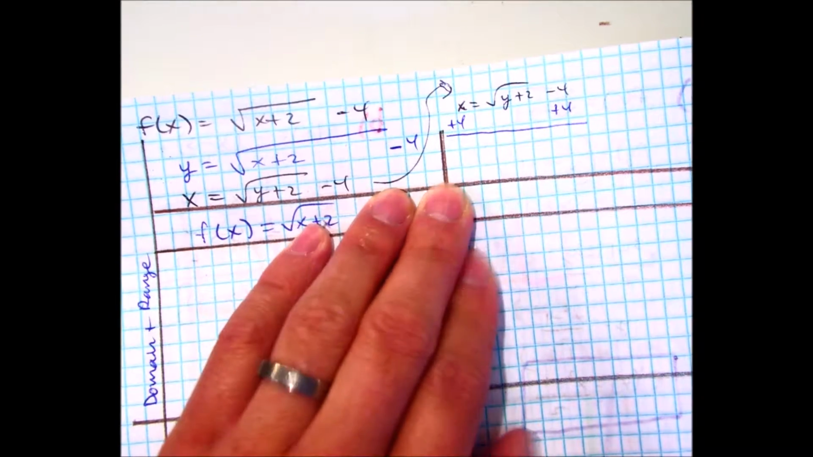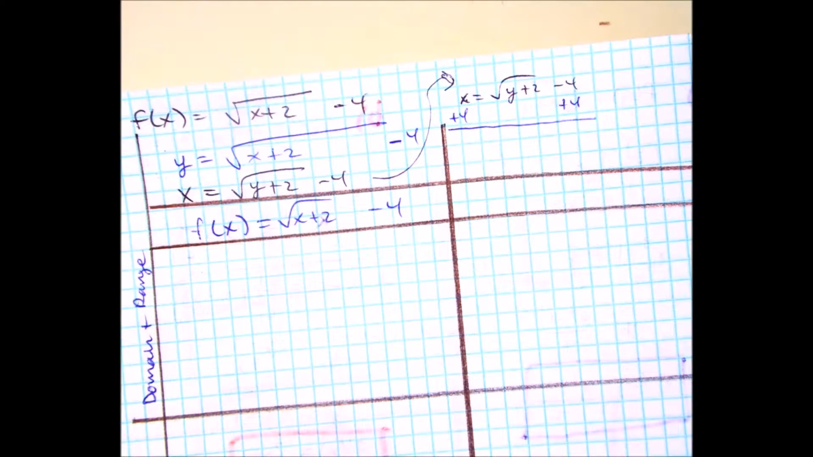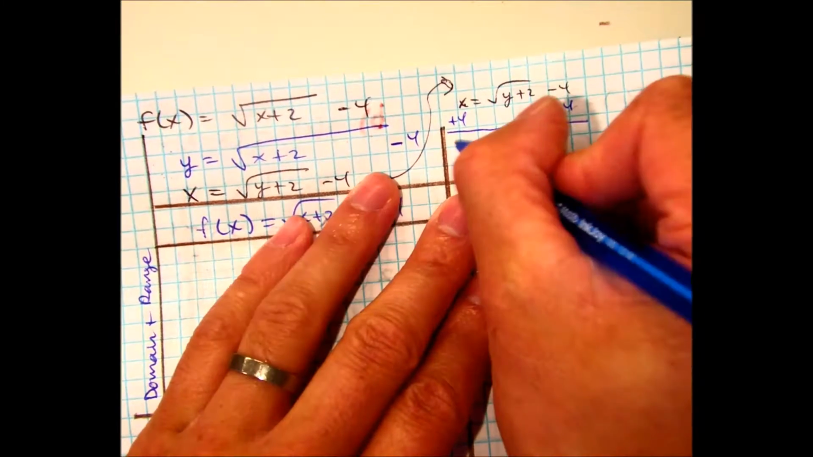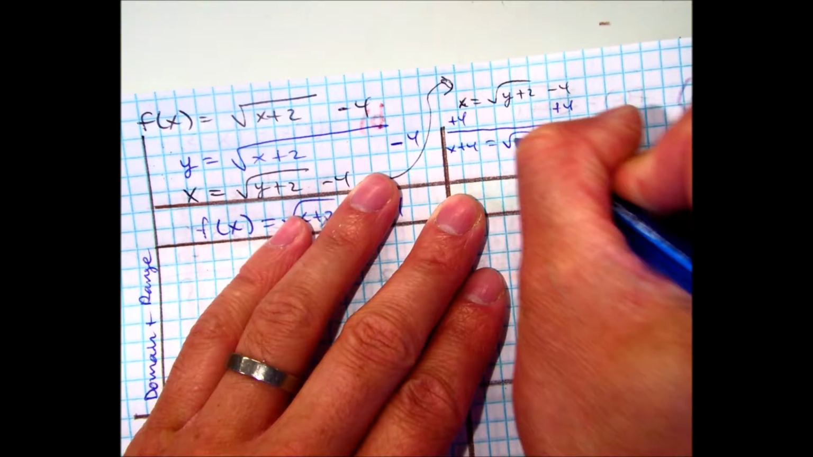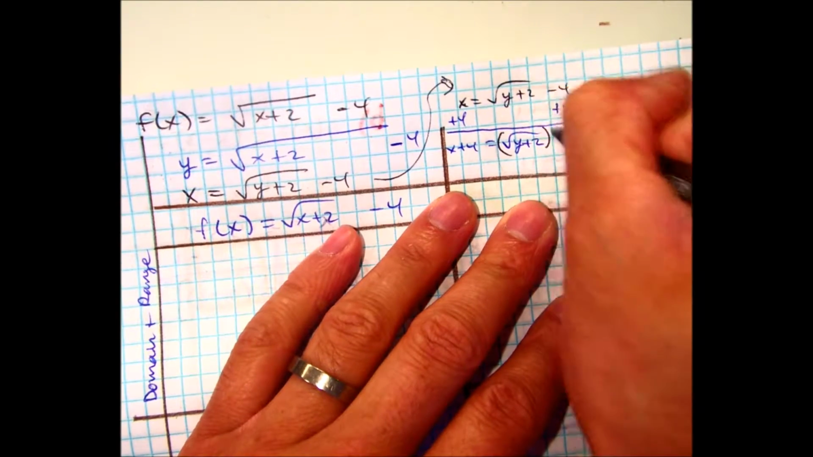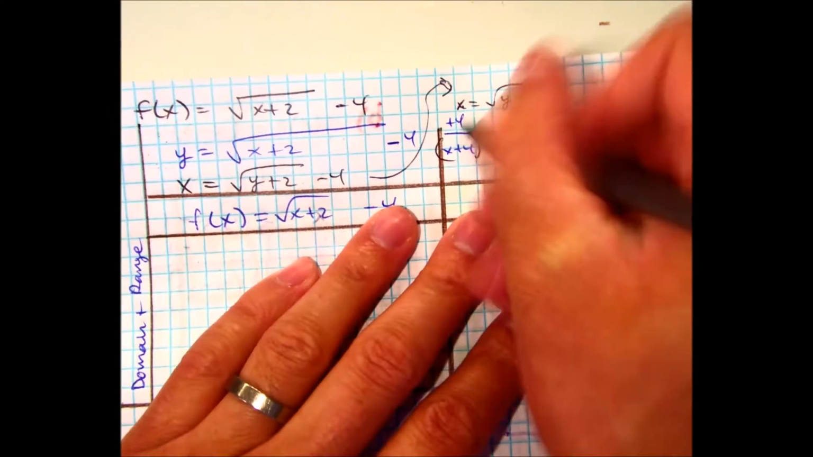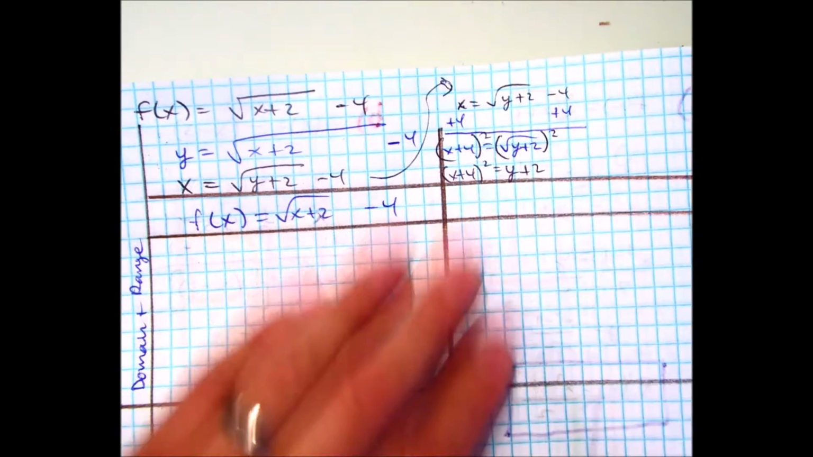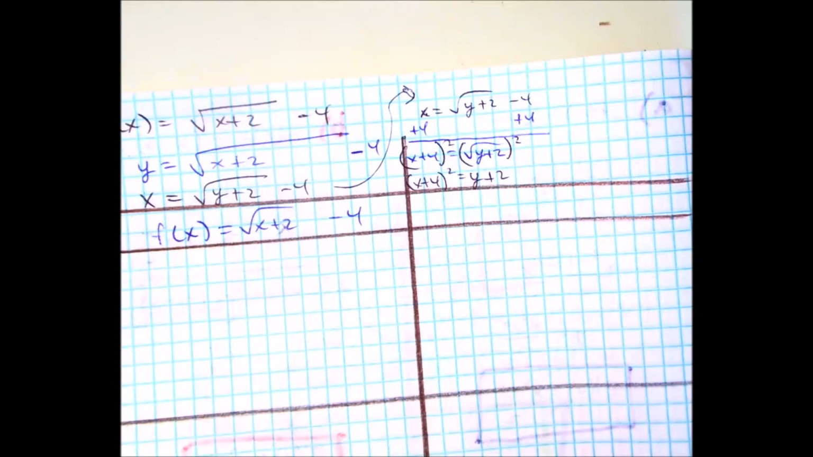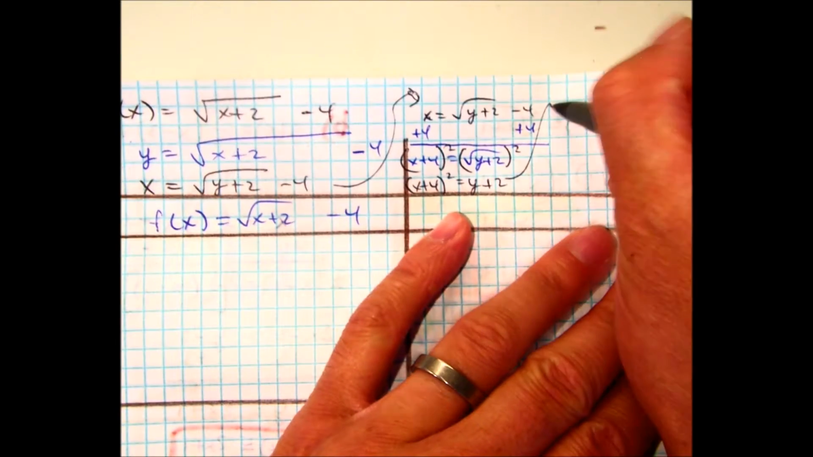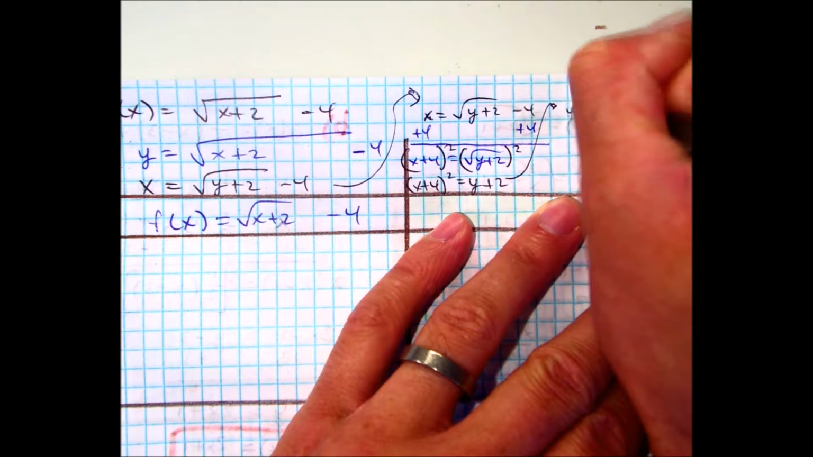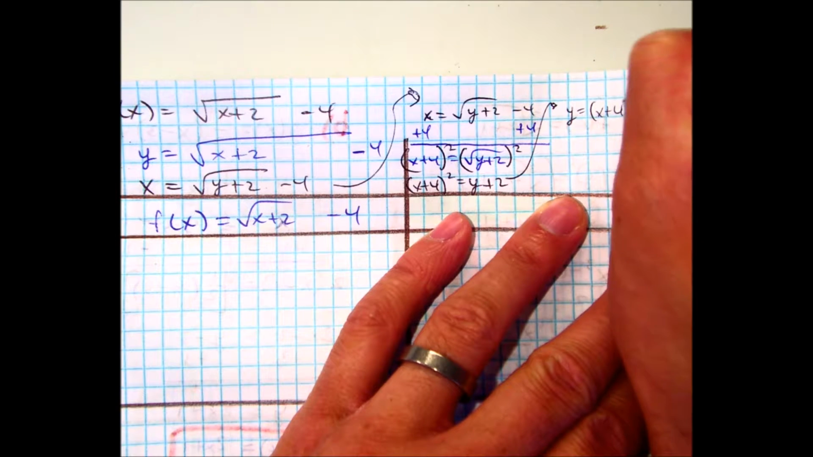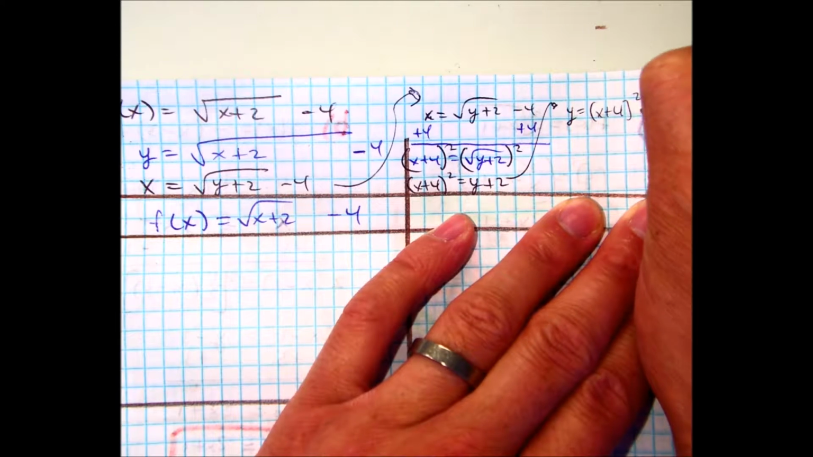Remember, just like with absolute values when you're solving them, you're trying to get the square root by itself. So I have x plus 4 equals the square root of y plus 2. We're going to square both sides. Here I'm not going to expand x plus 4 squared; I'm just going to keep it as it is. And I have y plus 2. And if I subtract 2 on both sides, I'm going to have y equals x plus 4 squared minus 2.